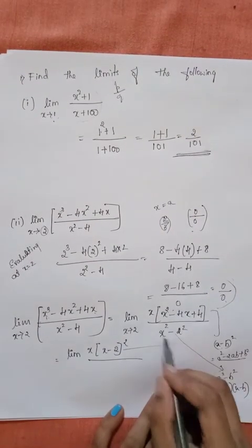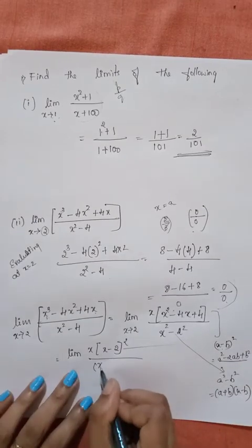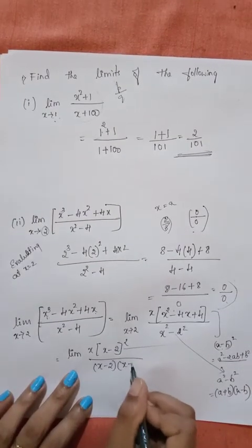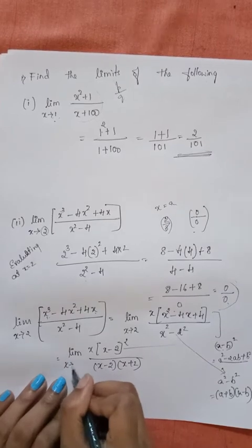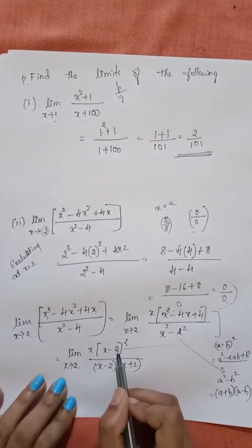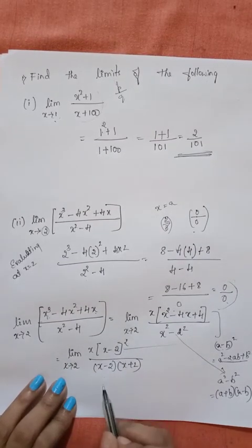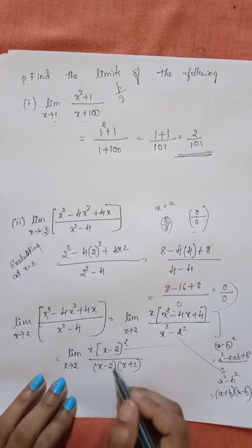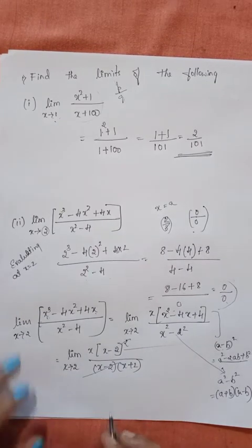So, here a is x, b is 2. So it is (x minus 2) into (x plus 2), as x tends to 2. Now, what you can see, we have (x minus 2) whole square in the numerator, and in the denominator, we have (x minus 2). So one (x minus 2) and one (x minus 2) get cancelled.